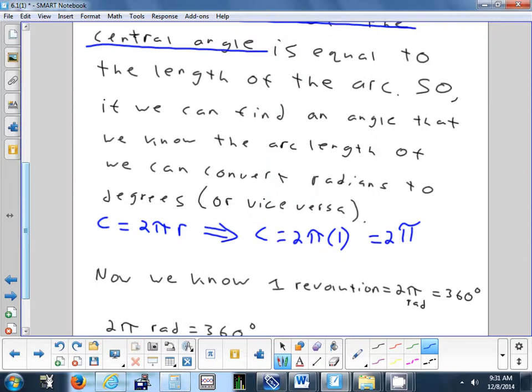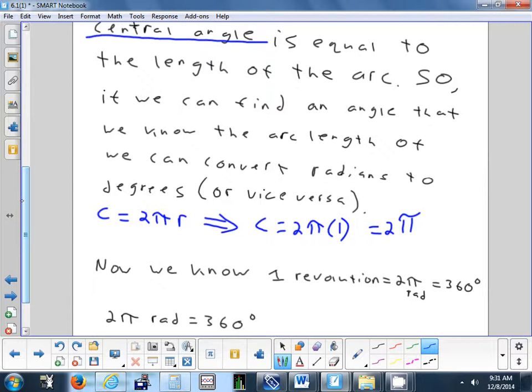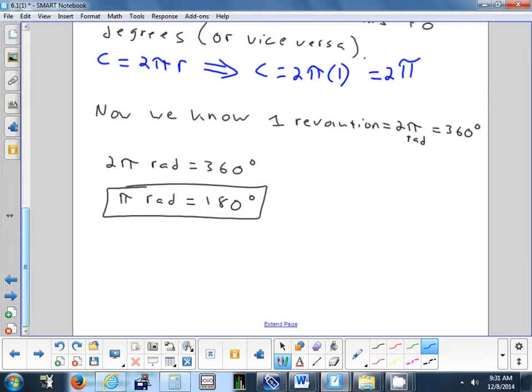Okay, and that's assuming that this fact we have up above is true, which it is. So we can say that in 2 pi radians, that's 1 revolution, that's the same as 360 degrees, or we can reduce that a little bit. And we can say in pi radians, there's 180 degrees. So that's the conversion between radians and degrees. In pi radians, there's 180 degrees.